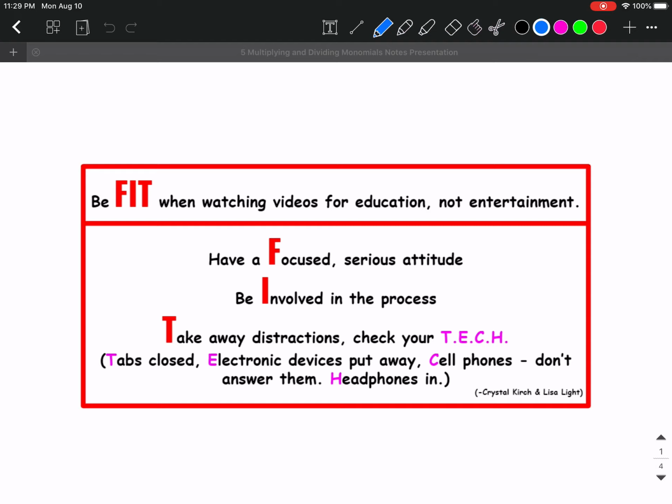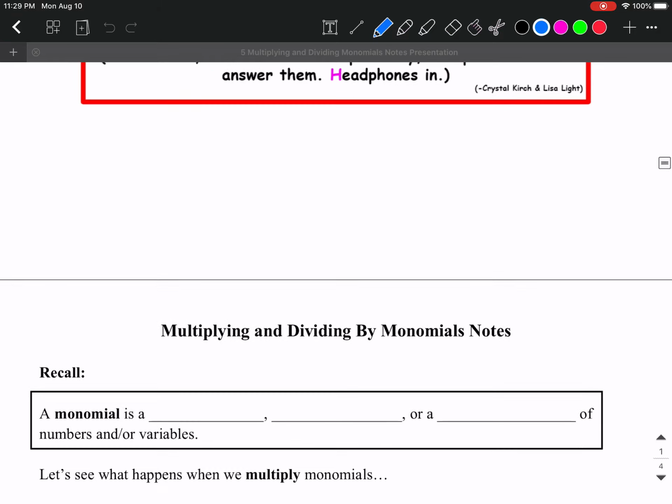So before we get started, make sure you have your note sheet, make sure you are fit, and that you have checked your tech. Okay, remember, tabs are closed, electronic devices are put away, cell phones, don't answer them, and put headphones in so you're not as easily distracted. Okay guys, here we go.